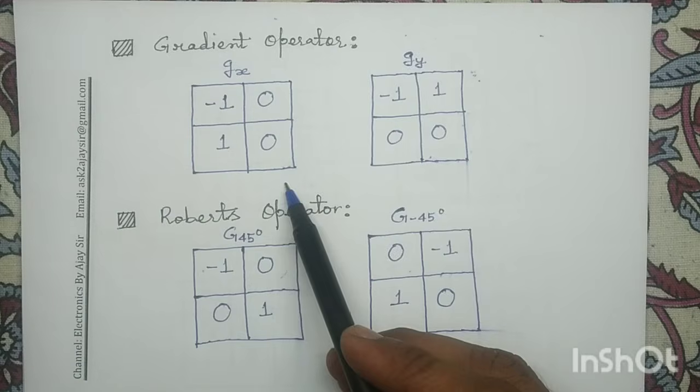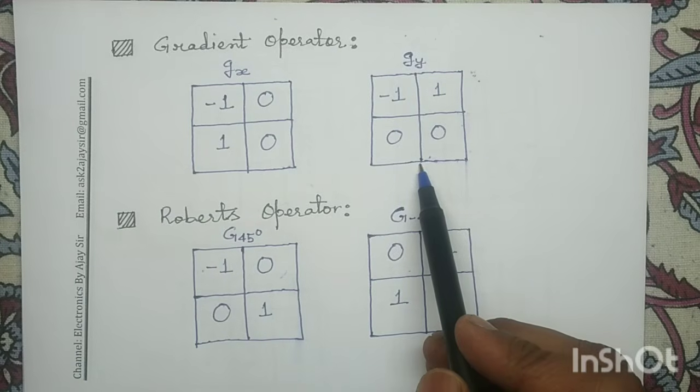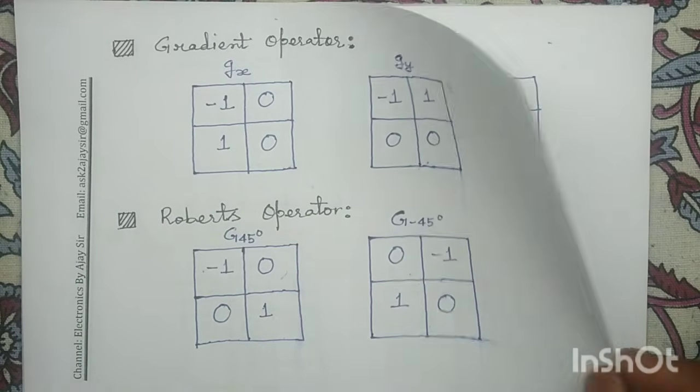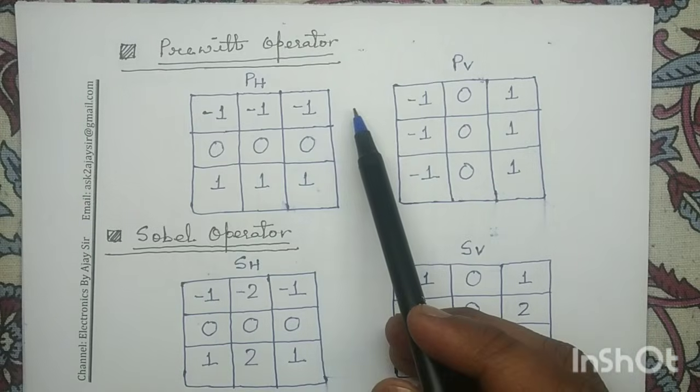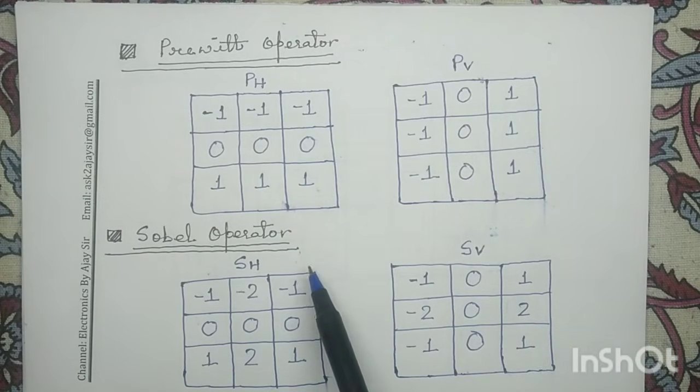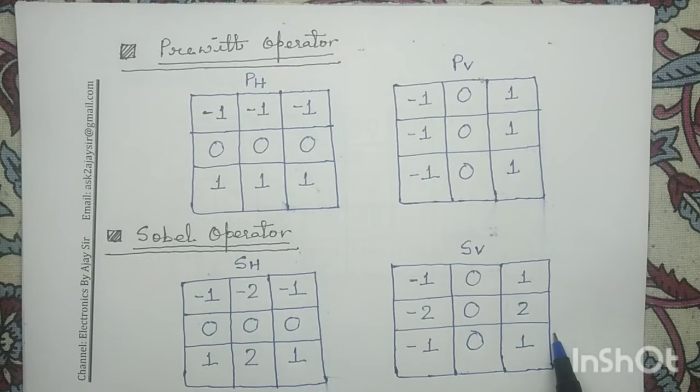For the gradient operator, we have two masks, Gx and Gy. In the Roberts operator, we will use two masks, G plus 45 degree mask and G minus 45 degree mask. Similarly, for the Prewitt operator, we will have a horizontal mask and a vertical mask, and for the Sobel operator, we will have a horizontal mask and a vertical mask.